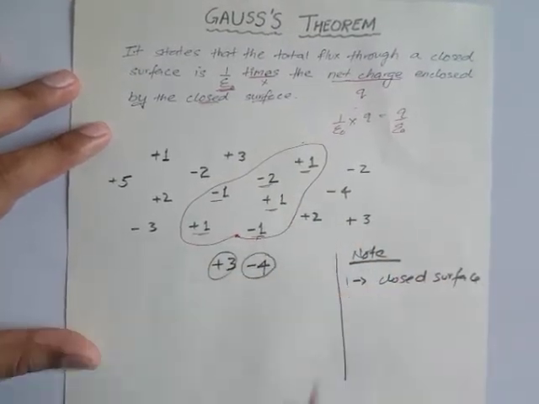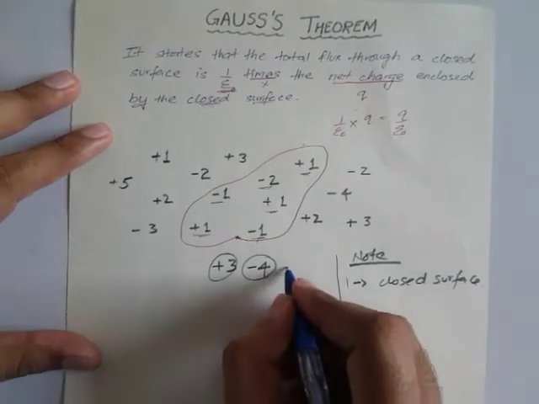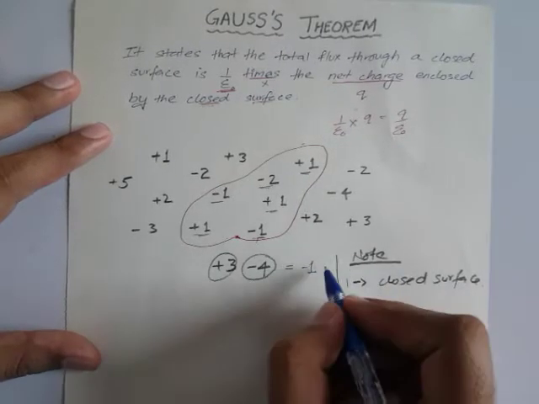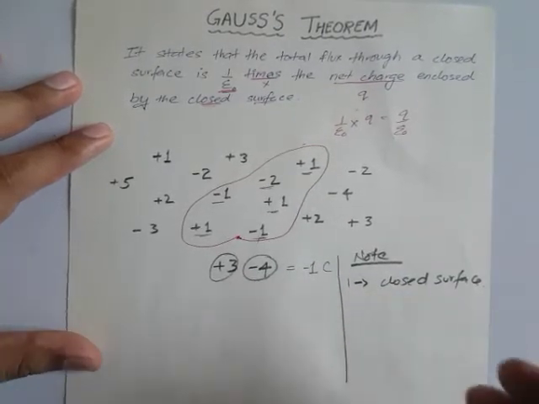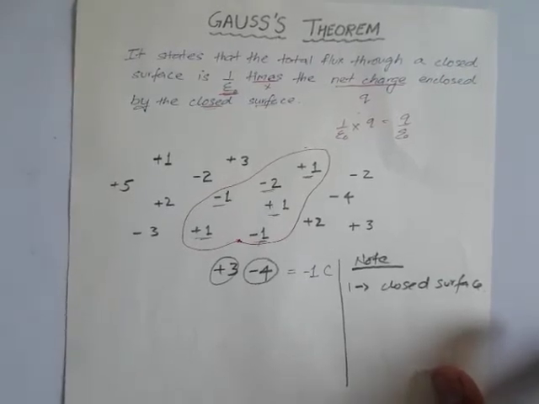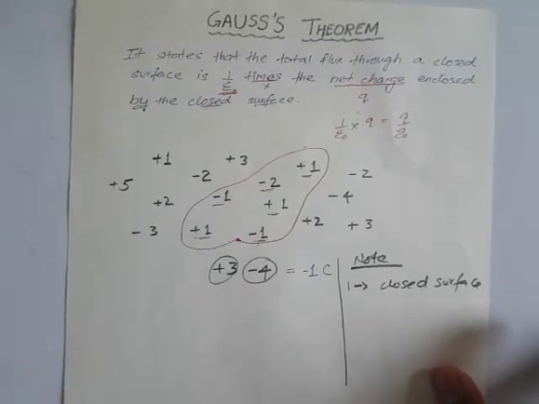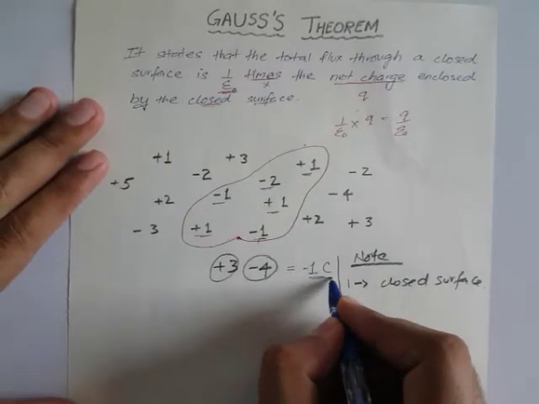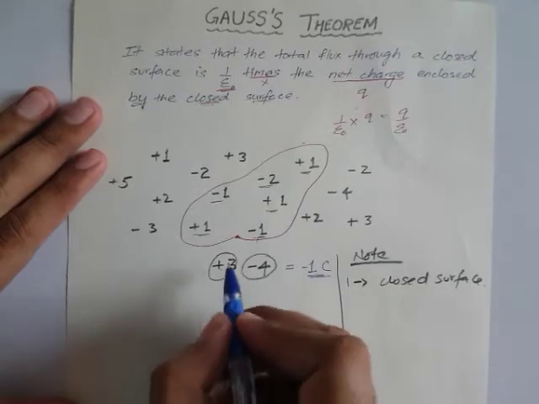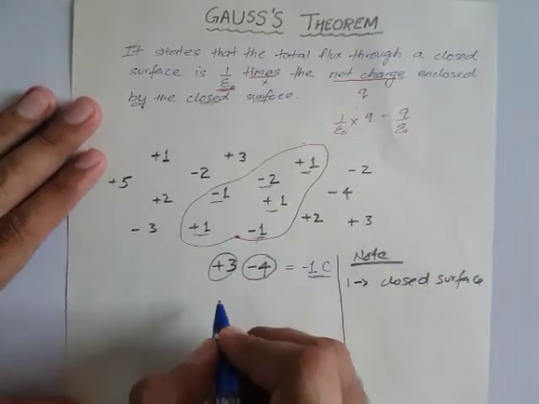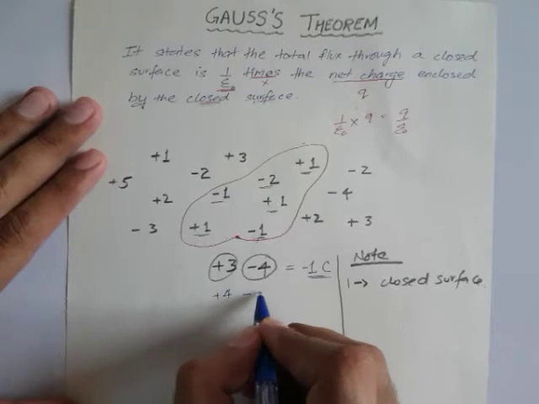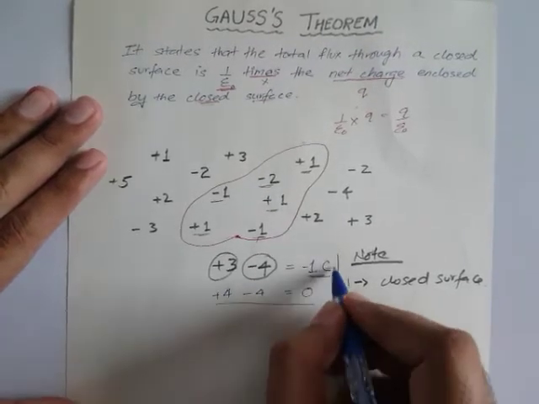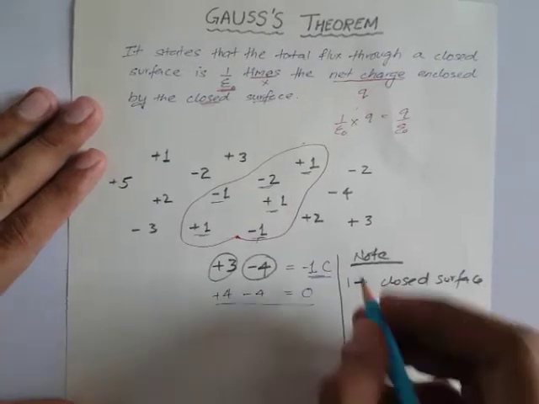So what will we get as the net total charge? The total charge is plus 3 minus 4, that is minus 1 charge. Let us consider it to be coulomb. Instead of taking small units like micro, for ease of calculation we take it as minus 1 coulomb charge. If there were one more positive charge, then it would be plus 4 minus 4, which can also be written as 0. So this is considered to be the charge.